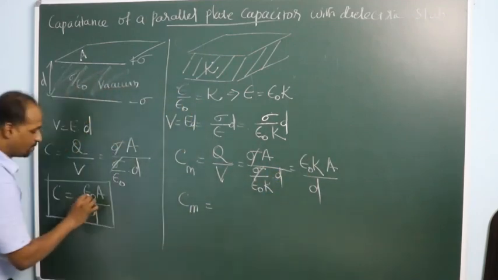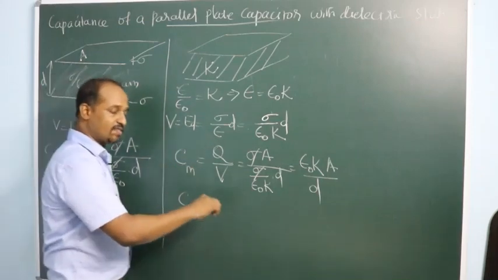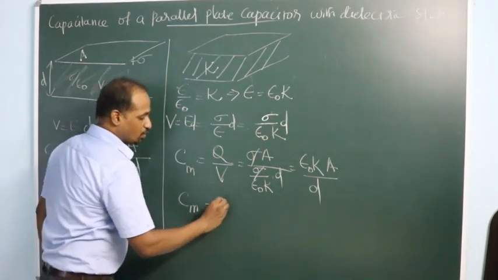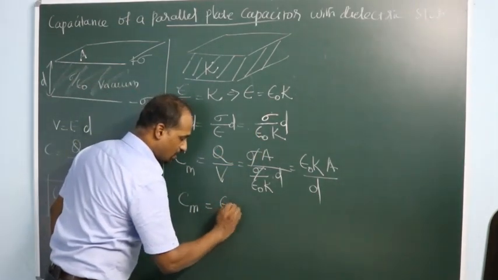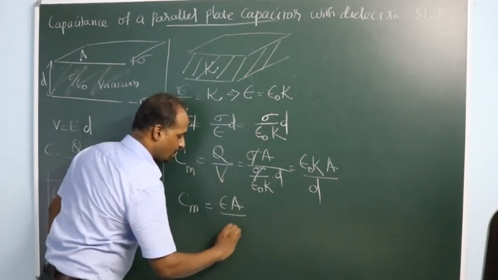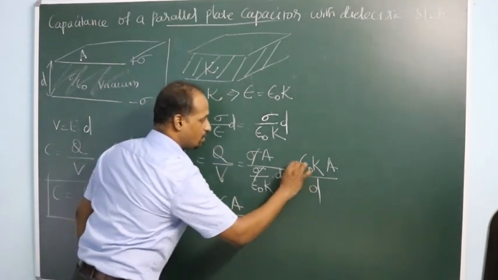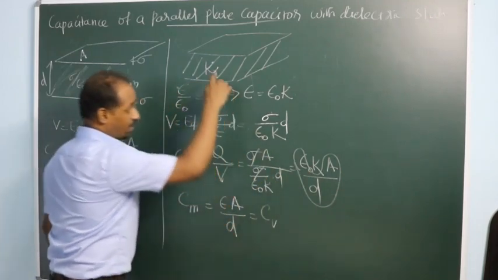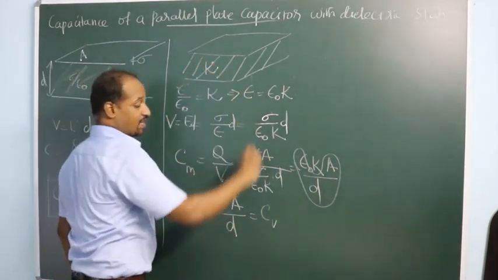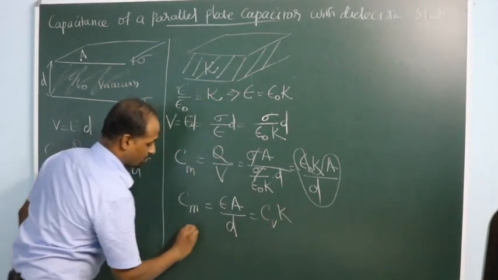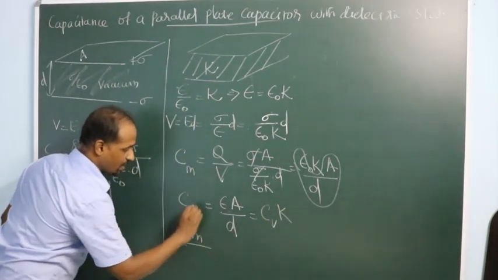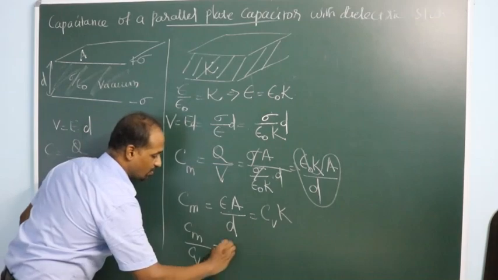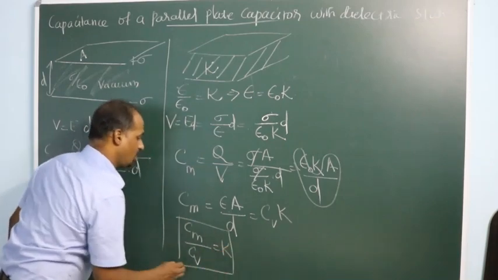We know that epsilon naught A by d is the capacitance of the same capacitor in vacuum. So you can write it as either epsilon A by d, or this whole thing can be written as the capacitance in vacuum into the dielectric constant. C medium by C vacuum is equal to the dielectric constant K.